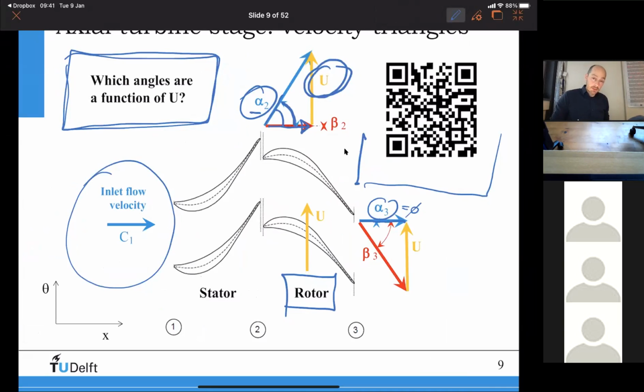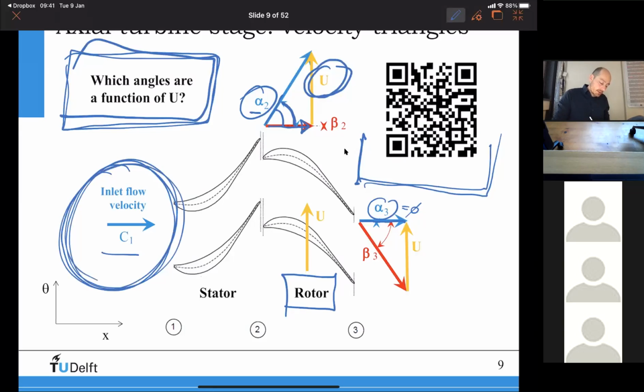So what I wanted to say, if you scan this barcode with your smartphone, Google Forms will open with a question, and the question is, which angles are a function of u? What I was just saying is that if you assume that the inlet velocity stays constant, so this is our constant, the mass flow of the turbine is constant. I fix the mass flow rate through the turbine. But what I do change is the rotor speed, u. Let's say I increase it or decrease it. I increase the shaft speed of the rotor.